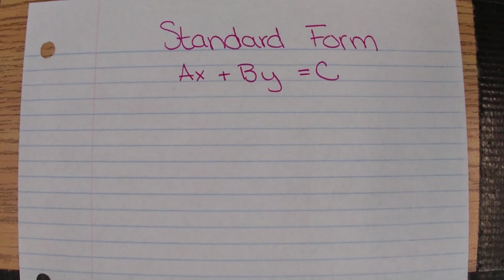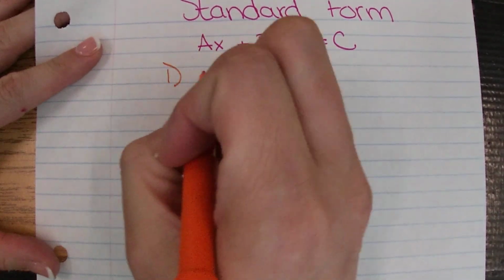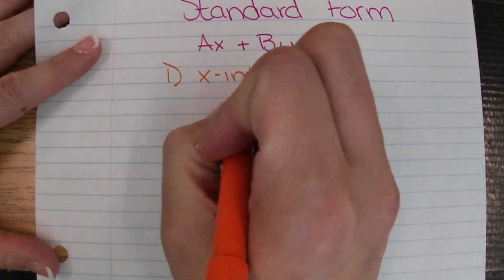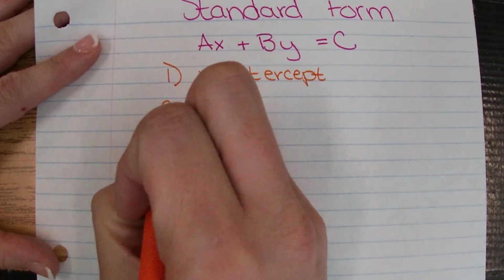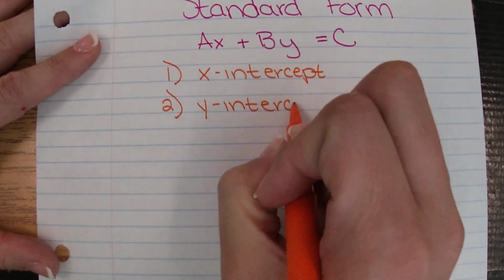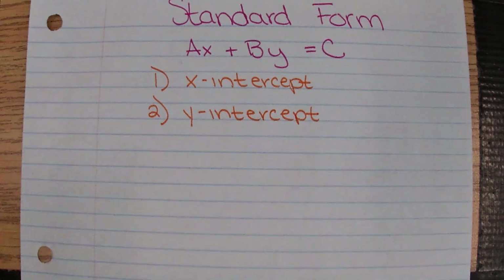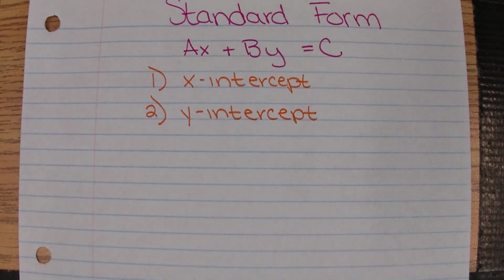When we are in standard form, there are two things that we can find. The first thing that we can find is an x-intercept. And the second thing that we can find is a y-intercept. Now, an x and y-intercept are simply where the graph crosses the x and y axis.